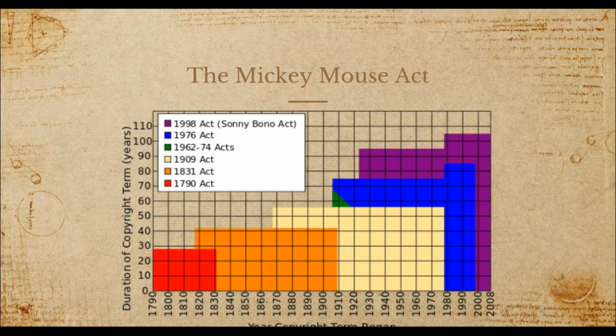Here you can see how it was legislatively enacted over time, and the Sonny Bono Act, the Mickey Mouse Act, is the most controversial. It went up to the Supreme Court. I believe it was RBG that wrote the decision, and I totally disagree with her decision.